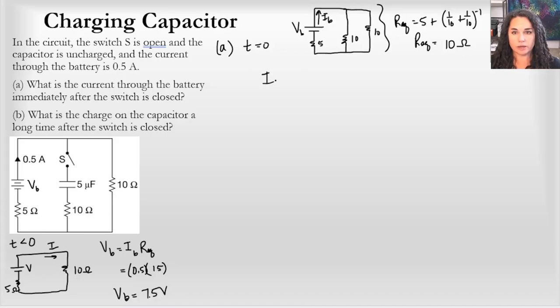So if I want to find that current through the battery, I'm going to take the voltage over the battery and divide by R equivalent. The voltage over the battery, we already calculated, 7.5. R equivalent is 10 ohms. And at t equals 0, right when I close that switch, that capacitor is easily accepting charge, so that current will increase from the battery to 0.75 amps. Okay. So watch out for that.